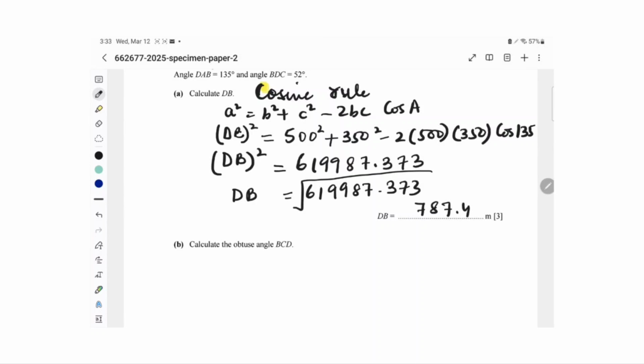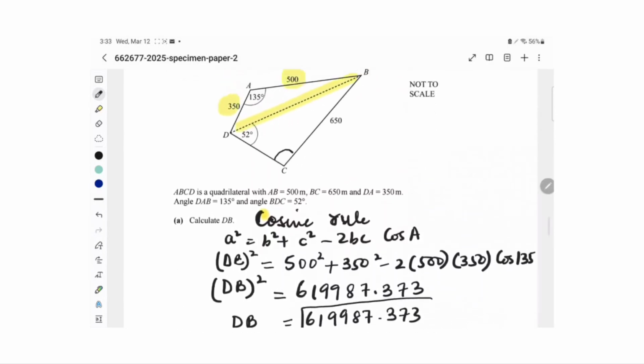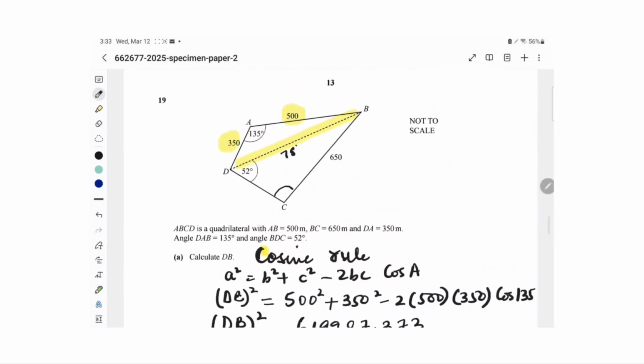Okay, calculate the obtuse angle BCD. We have already found 787.4. Now in this triangle we have two sides and one non-included angle, so obviously we use the sine rule.